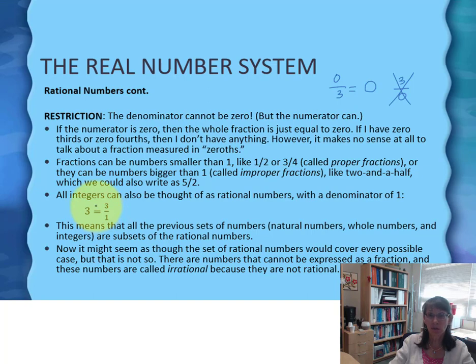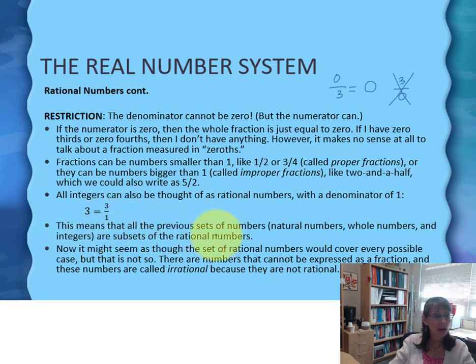All integers, remember -4, -3, -2, -1, 0, 1, 2, 3, all of those integers may be written as fractions or rational numbers by simply dividing them by 1. So here we have an example of the integer 3, and that is exactly the same value as writing it as 3 divided by 1, which is now a rational number. So we can take any of our integers, divide them by 1, and now they would be called rational numbers.